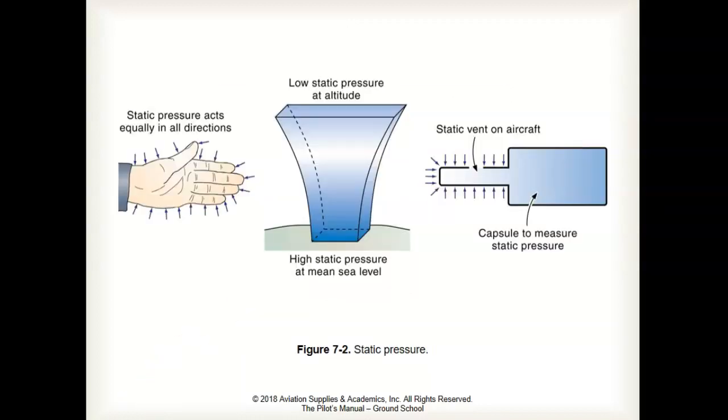Static pressure is the pressure of still air. And we learned in the last presentation that static pressure actually decreases as we climb in the atmosphere, and static pressure acts equally in all directions. The static port on the aircraft is designed to capture the pressure of still air outside of the aircraft.